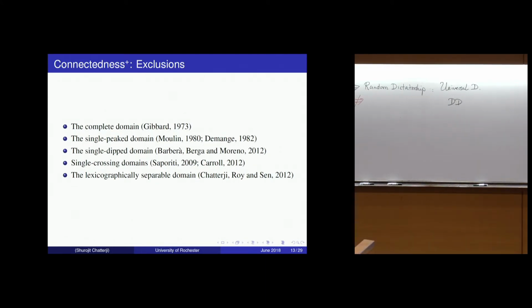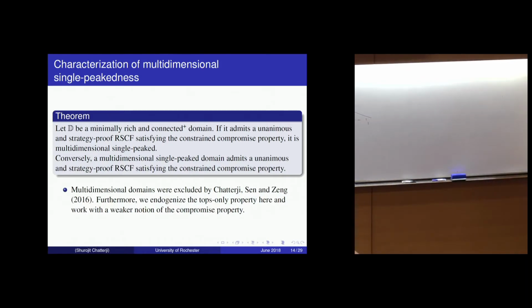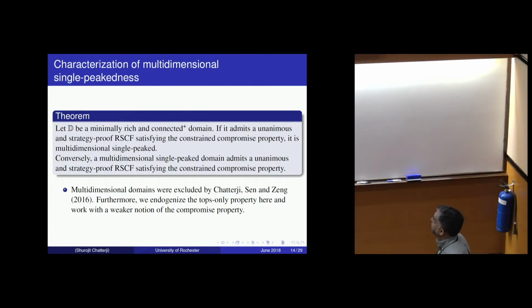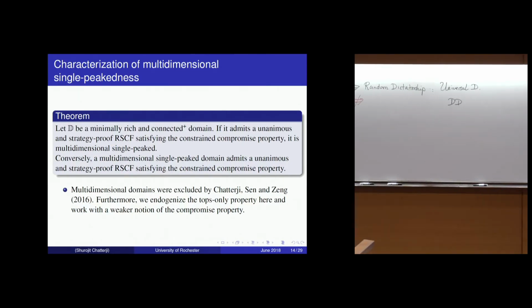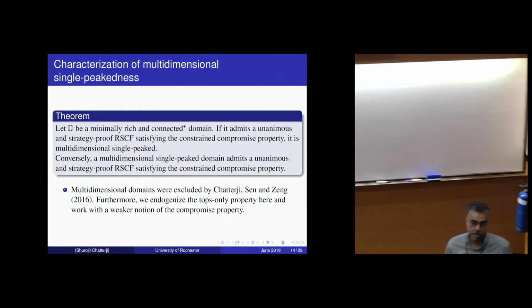So finally, I'm in a position to state our first result. That's the theorem. The theorem has two parts. The first part is the main result. Supposing D is a minimally rich and connected plus domain, if it allows us to define a random social choice function which respects unanimity, strategy-proofness, and the constrained compromise property, then it must be multidimensional single-peaked. So this is our principal finding, because we are trying to extract the structure of a domain which allows us to construct a nice random social choice function.